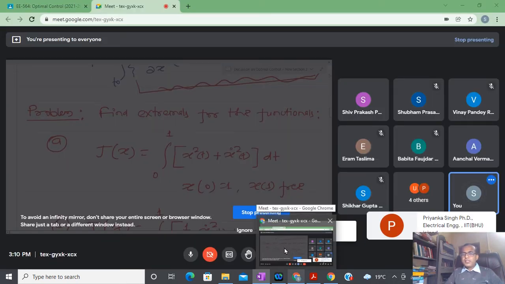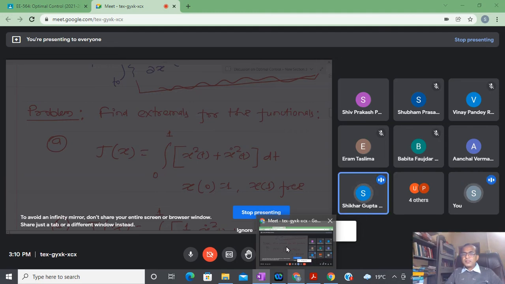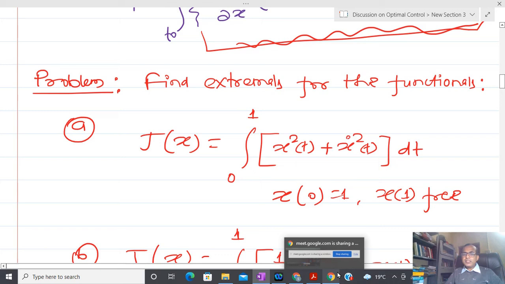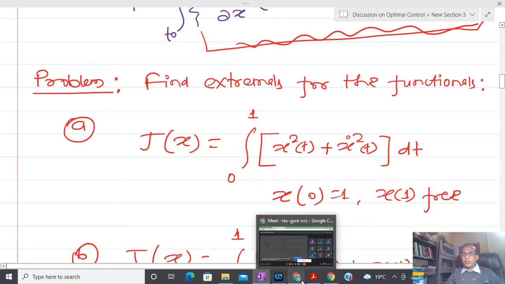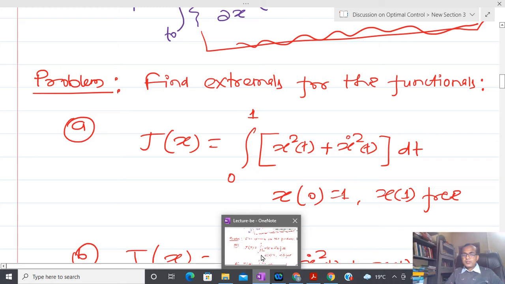Okay. Shikhar, could you please tell me what is the situation of T0 and TF? T0 is 0 and TF is 1. So both are fixed or varying? Both are fixed. Yeah, both are fixed. Okay.